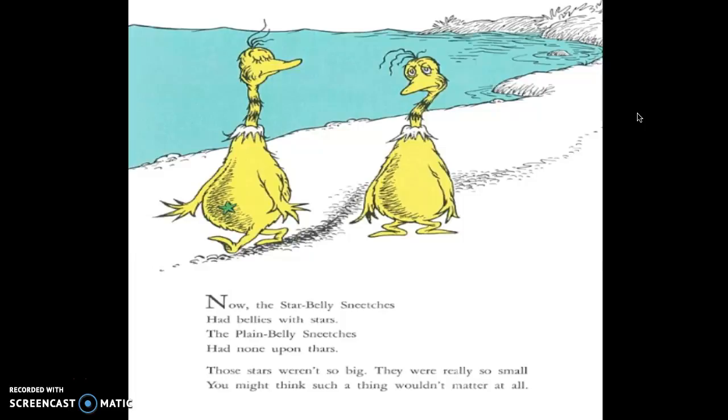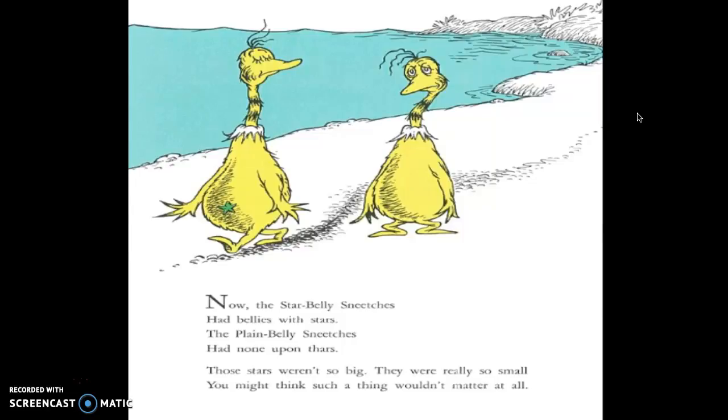Let's look at this page from the book The Sneetches by Dr. Seuss. Now the star-belly Sneetches had bellies with stars. The plain-belly Sneetches had none upon theirs. Those stars weren't so big. They were really so small. You might think such a thing wouldn't matter at all.